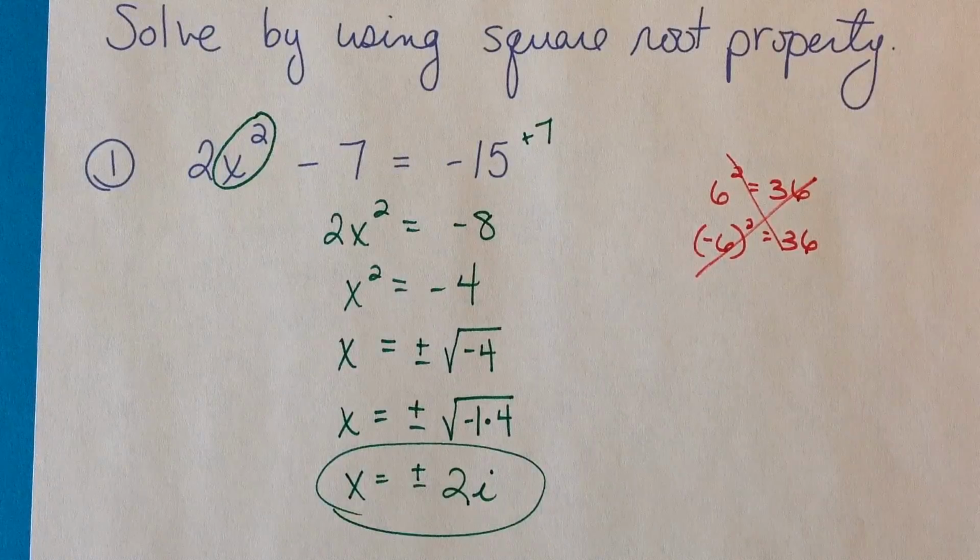Now these are still quadratic. So if you remember, I told you quadratics always have 2 answers. And of course the plus minus is what gives me the 2 answers. I have a positive 2i and a negative 2i.